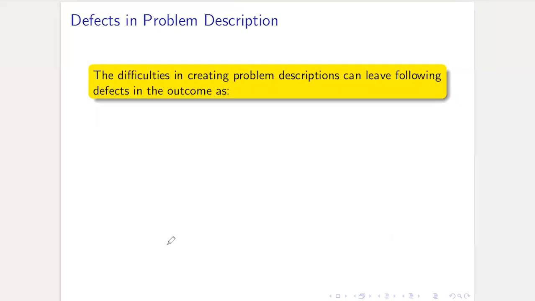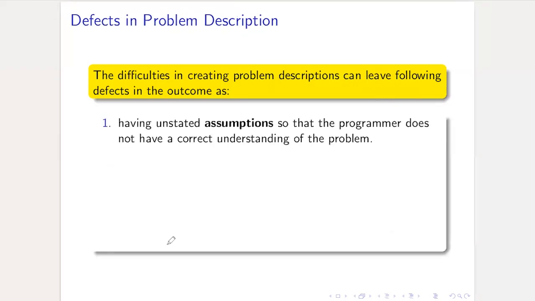Okay, why is that? What are the difficulties you encounter when you are creating problem descriptions? So one is the assumptions. Generally the person telling you the problem would have certain unstated assumptions, because it does not come to the mind of your client to tell these assumptions. It is in their mind, they know about it, but it doesn't get communicated to you. So this is a very common problem, the problem of unstated assumptions. That would lead to an incorrect understanding, so the programmer will not have a correct understanding.